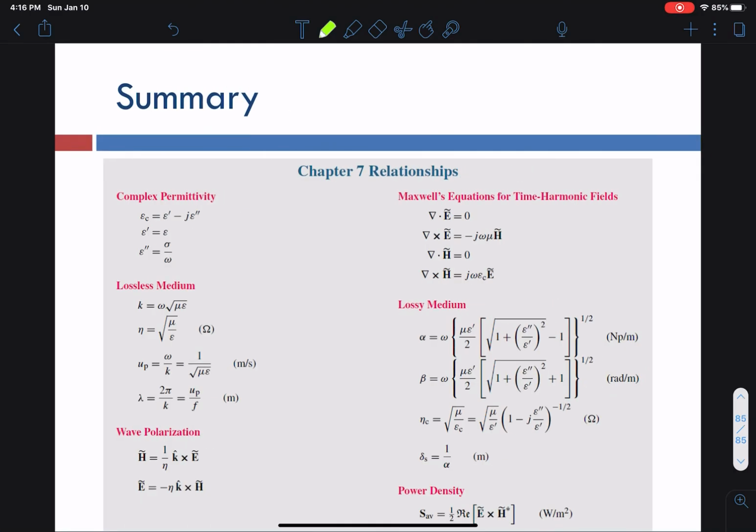I think that's all for this chapter, chapter 7, and we're going to get to chapter 8 soon. I'll see you in the class to discuss the problem solving and application.